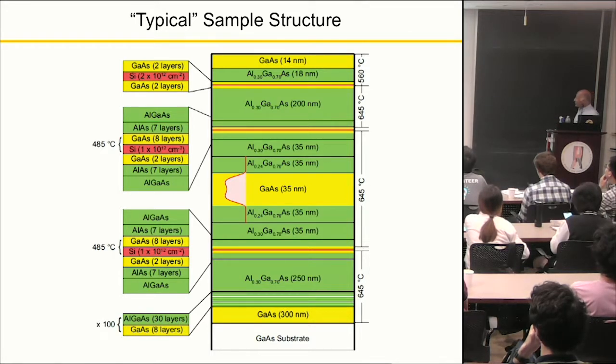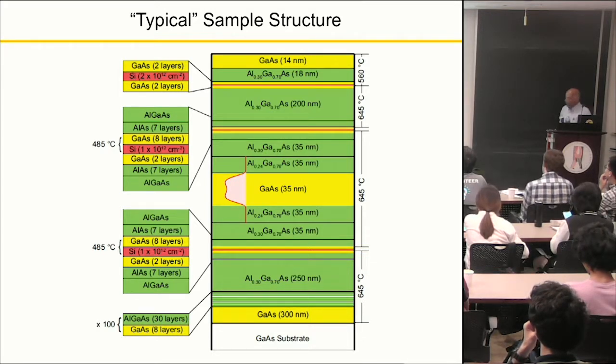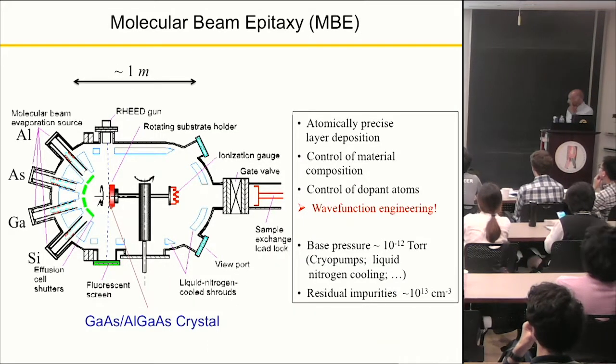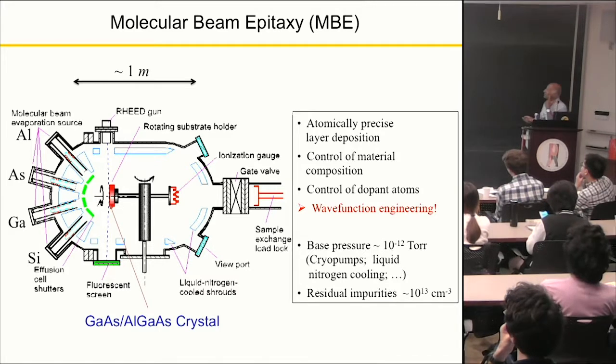But you notice there is more than this simple structure. There's a superlattice here and so on. All of this is designed so that this 2D electron system is as good quality as we can get it. The way this is done is in a molecular beam epitaxy.